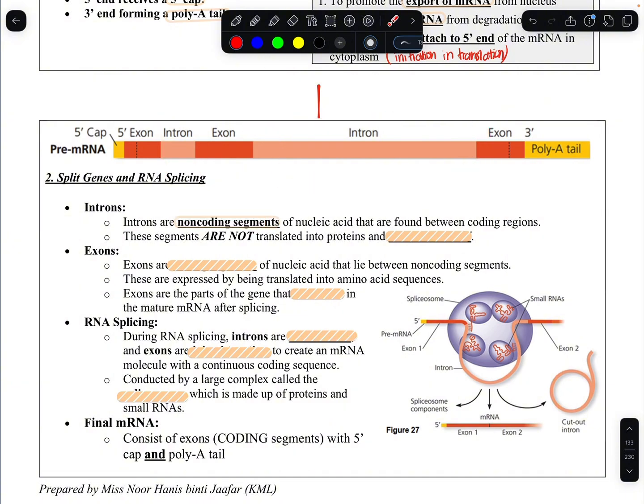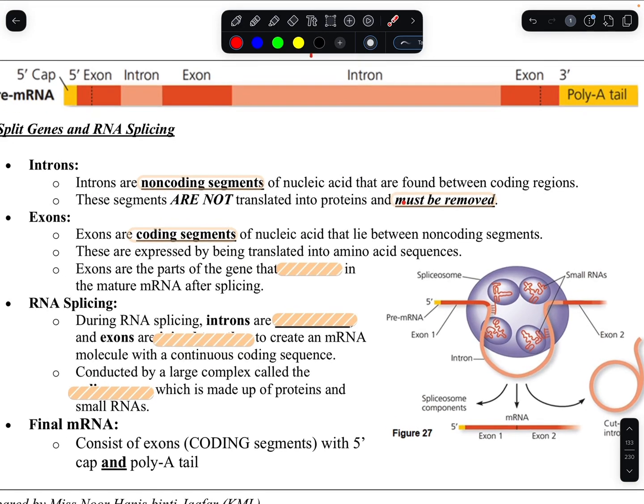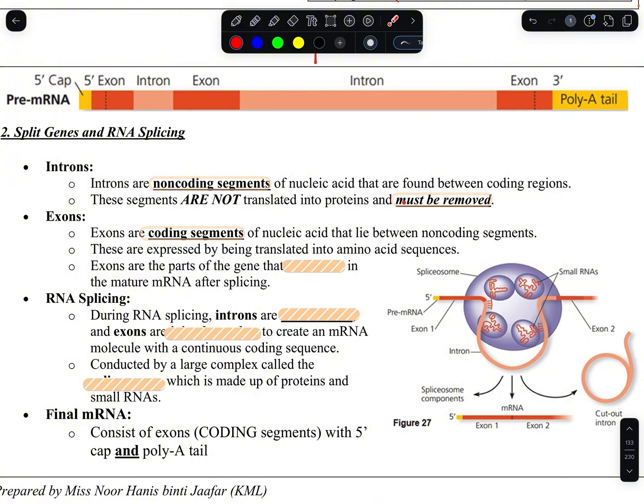So non-coding bermaksud dia tidak ada membawa apa-apa coding yang penting dalam badan kita. So usually when we do not want it, we will remove it. So that's what happening. Segmen ini tidak diperlukan untuk proses seterusnya iaitu translation. So kita buang lah sebab dia tak penting. Okay, so intron tak penting, mestilah lagi satu exon penting. So exon adalah coding segment. Coding segment ini diperlukan sebab inilah kod-kod yang diperlukan untuk buat protein kan, untuk buat amino acid nanti dalam proses translation. So this dia akan remain dekat mature mRNA.